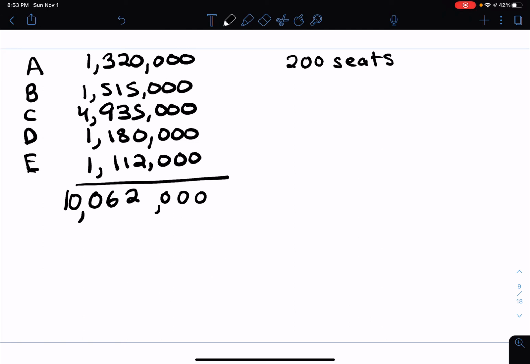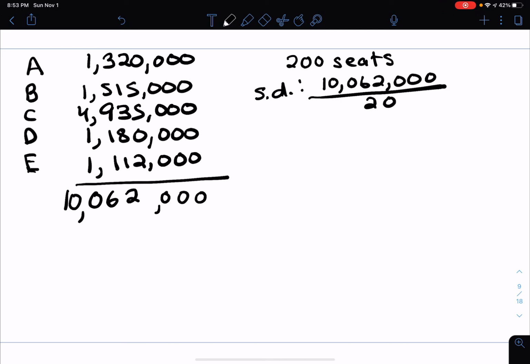So when you go to find your standard divisor, you're trying to see, well, how many people per seat. So you do the 10,062,000 divided by 200. Okay, I'm going to put that in my calculator this time so I'm not such a mess again. All right, I get 50,310. So for every 50,310 people, one of these seats is going to get apportioned. So that's nice, right?